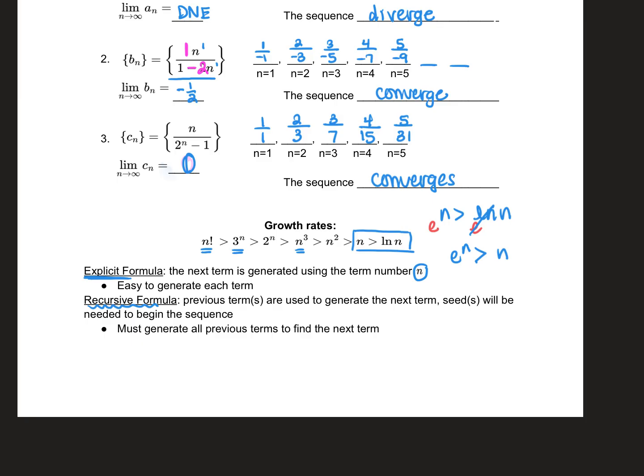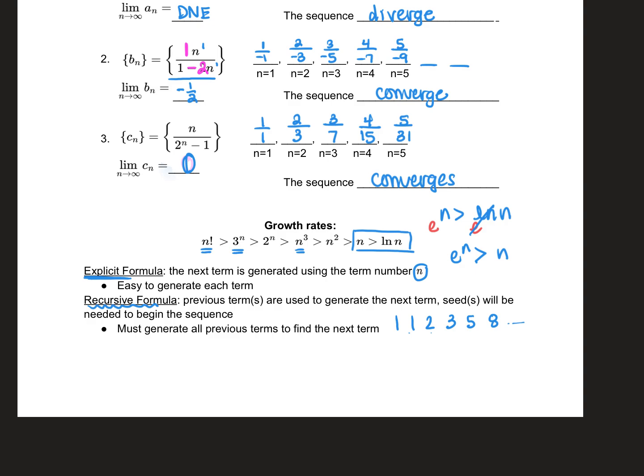Those use the previous values. So if I want to find the next term, I would have to generate every single one in front of them. I think the most famous one everybody knows is Fibonacci. So it starts with 1, 1. You add them and you get 2. Then 1 plus 2 is 3. 2 plus 3 is 5. 3 plus 5 is 8. And so on and so forth. So if I want the 10th number, I'm going to have to generate all the previous ones.